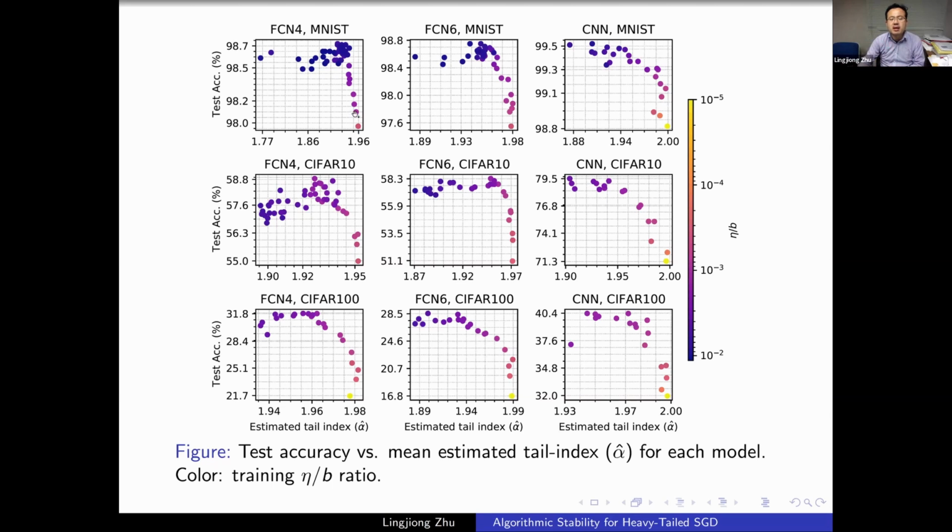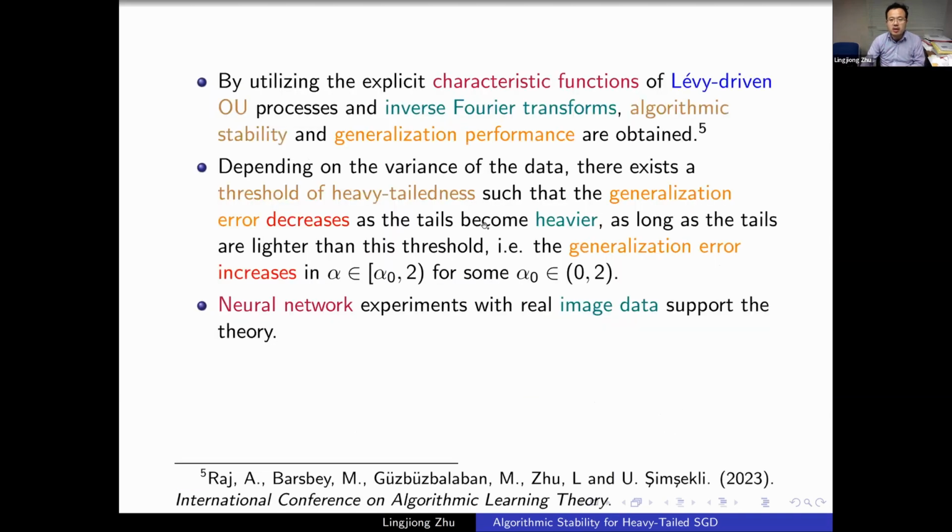Inverse U shape just means the test accuracy gets better when you decrease the tail index a bit, so when the tail gets heavier. But if the tail gets even heavier, then basically it doesn't help with the test accuracy. So you have this inverse U shape. But that's actually consistent with the theoretical result from the quadratic case, because we mentioned that there exists an alpha 0 between 0 and 2, and in that region you have the generalization error increasing.